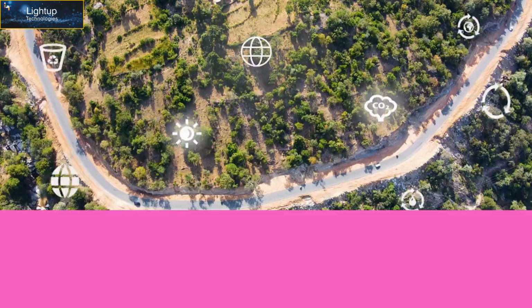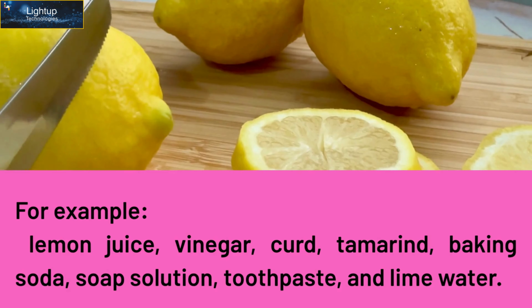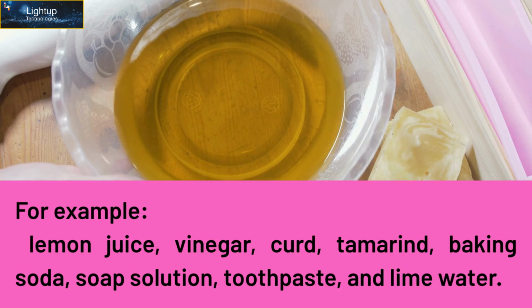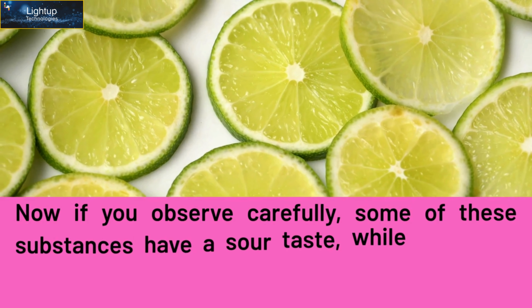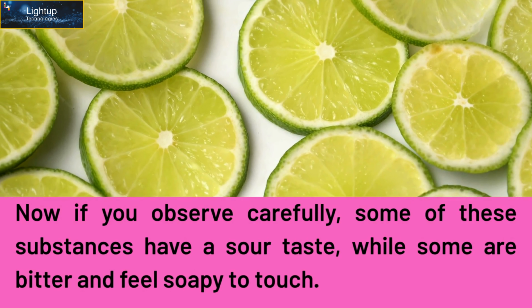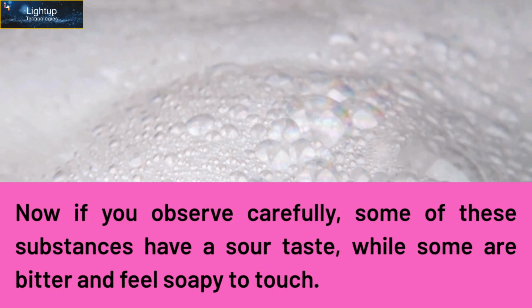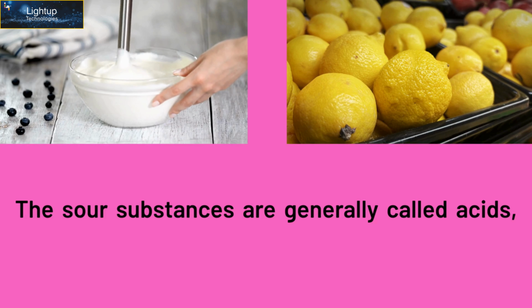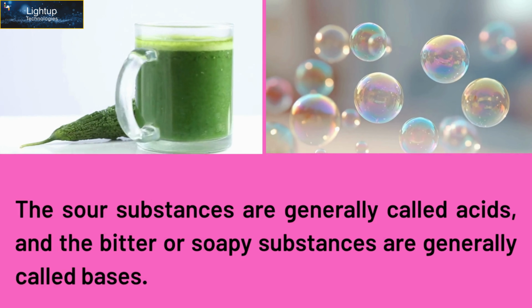Let us begin. Students, in our daily life, we come across many substances around us. For example, lemon juice, vinegar, curd, tamarind, baking soda, soap solution, toothpaste, and lime water. Now, if you observe carefully, some of these substances have a sour taste, while some are bitter and feel soapy to touch. The sour substances are generally called acids, and the bitter or soapy substances are generally called bases.